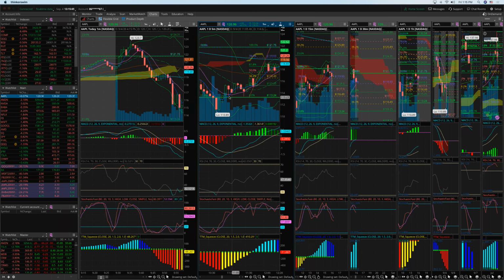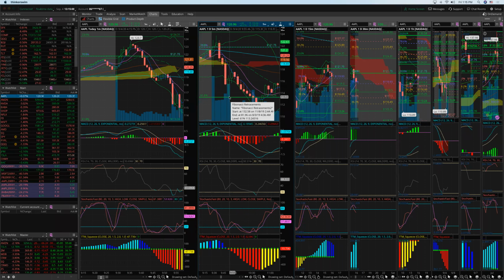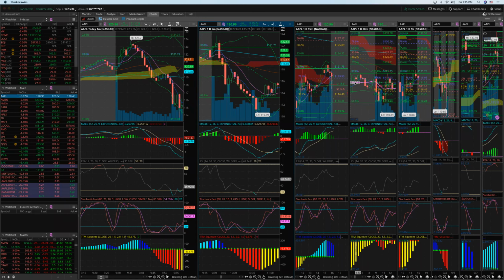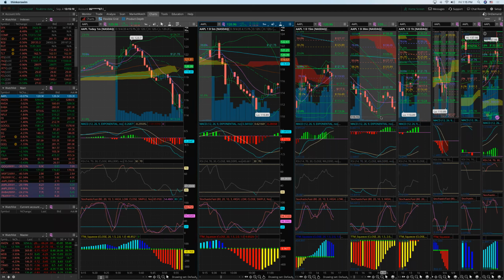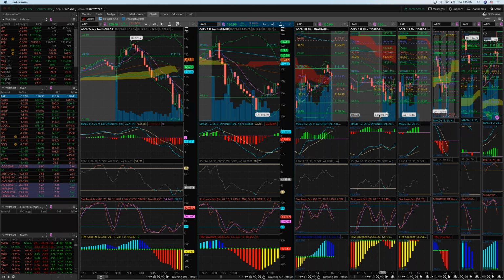And if you notice, Apple, another name that was interesting, overnight and in the aftermarket yesterday, went to a low of 317. Before the aftermarket, it went all the way down to 316, and then it bounced back a little bit.